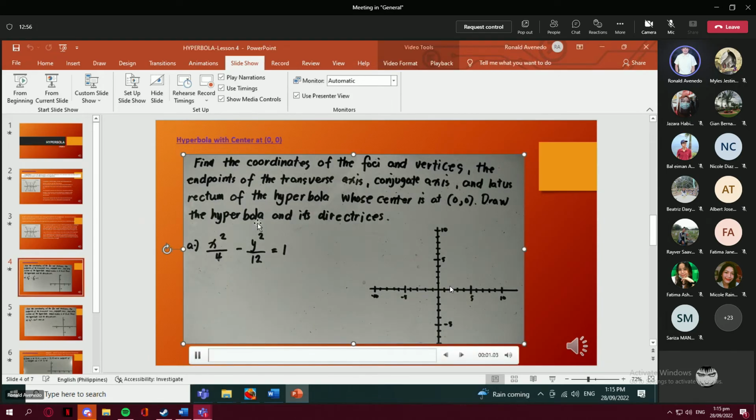Example, find the coordinates of the foci and vertices, the endpoints of the transverse axis, conjugate axis, and latus rectum of the hyperbola, whose center is at 0, 0. Draw the hyperbola and its directrices. The given equation is x squared over 4 minus y squared over.